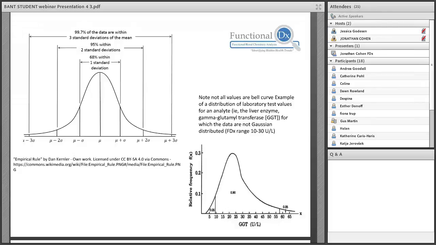Not all values are bell curves. For example, looking at GGT or gamma glutamyl transferase, the data is not a Gaussian distributed range, and so you get this odd-shaped curve. In this case, our optimum range is between 10 and 30 units per litre against a sort of clinical range of somewhere between 5 and 50.